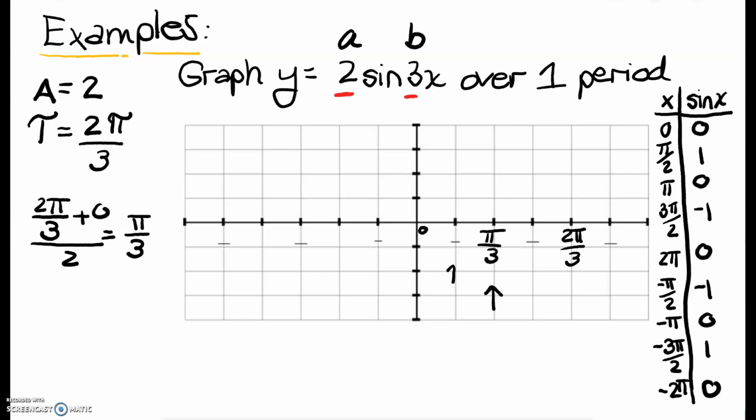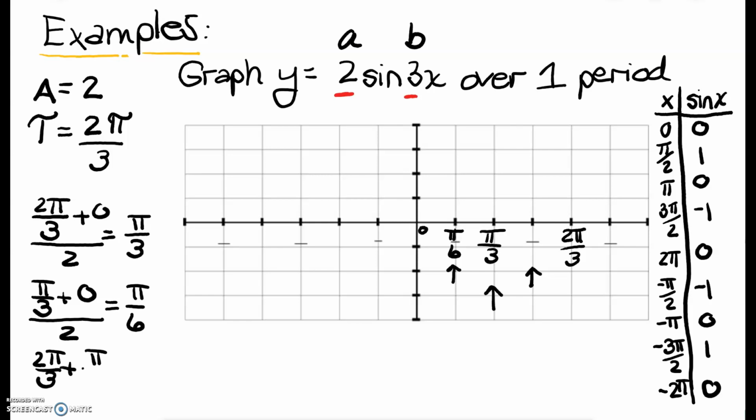How do we find our first quartile label? Well, we do the same thing. We find the average between 0 and pi over 3, and that gives us pi over 6. So this is going to be pi over 6. And then for our third quartile mark, we're going to add 2 pi over 3 and pi over 3 because they're the endpoints, the two numbers we want the average for, and we're going to divide it by 2. I notice that in my numerator I get pi, and my denominator I get 2, so this is pi over 2.